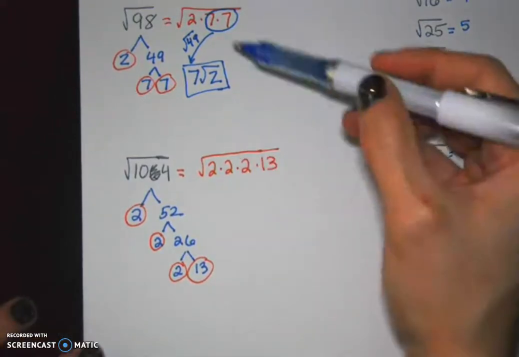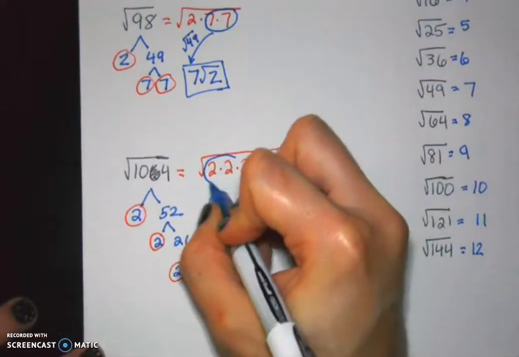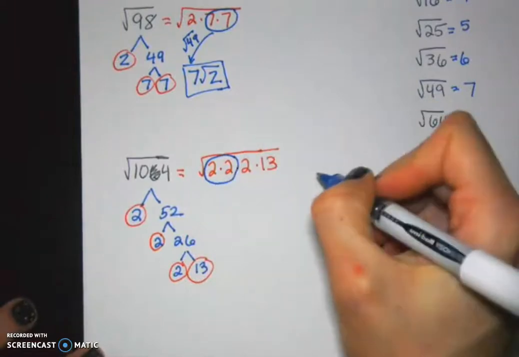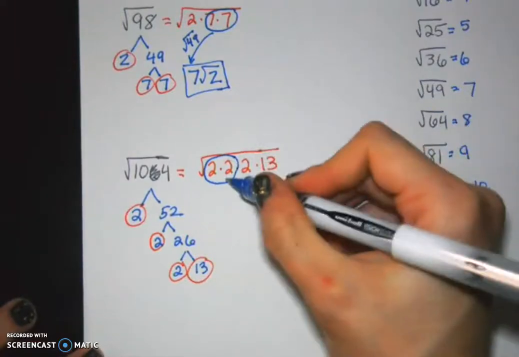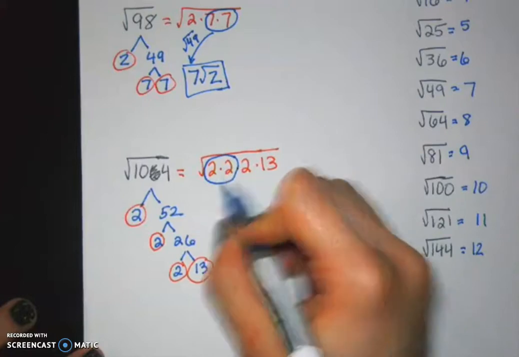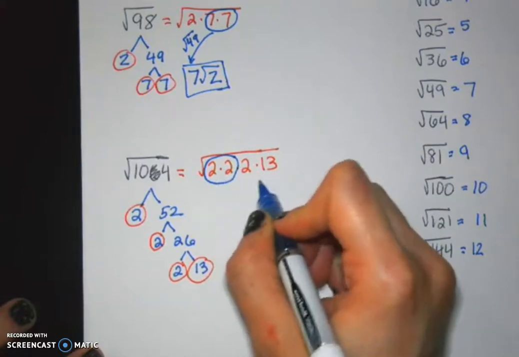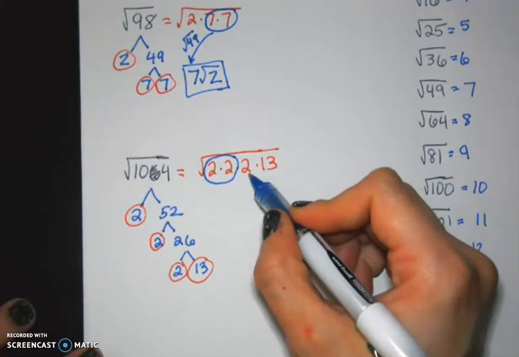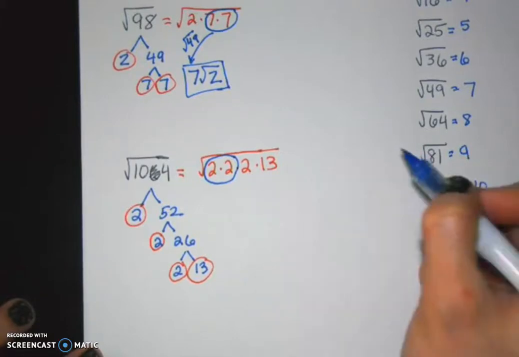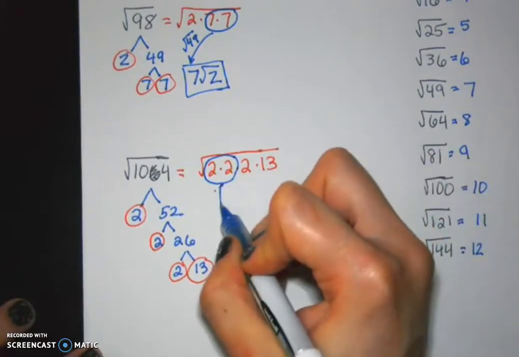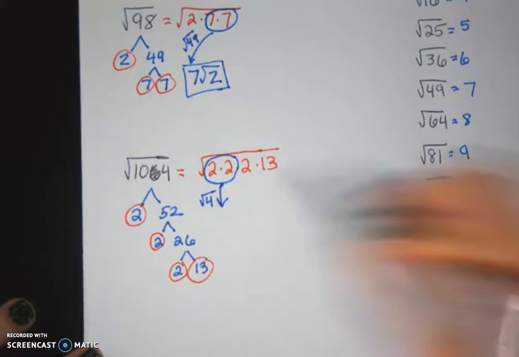Now there is only one pair of identical numbers. I cannot circle any other pair without overlapping this one. So this is all that gets circled. And then these two are going to have to stay inside of our radical because they do not create a perfect square. But 2 times 2 is the square root of 4.